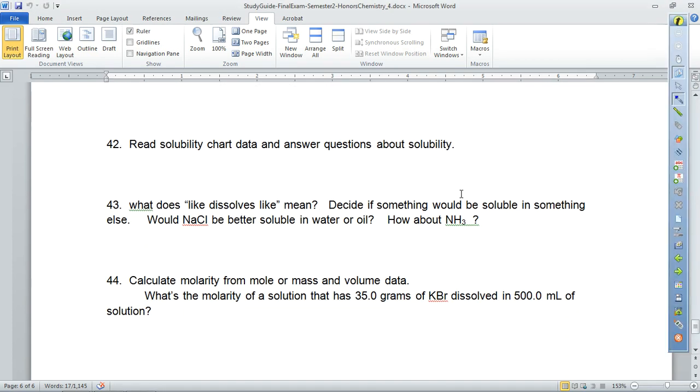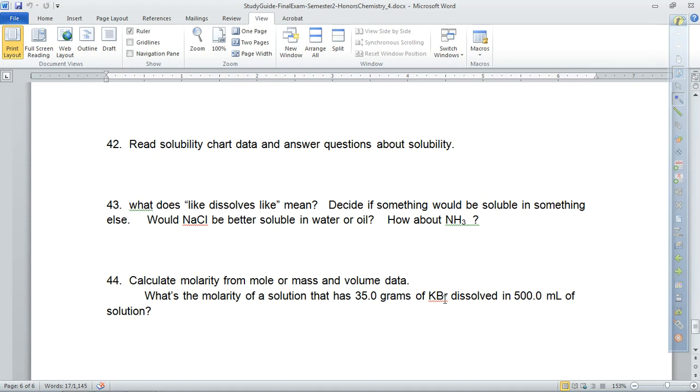Look at a solubility chart and answer questions. You guys did pretty well on that worksheet. Like dissolves like. Decide if something could be soluble in something else. Which one would salt be better soluble in, oil or water? Water. Now, NH3 is tricky. N attached to H, that's hydrogen bonding, and water's hydrogen bonded, so it should dissolve it.